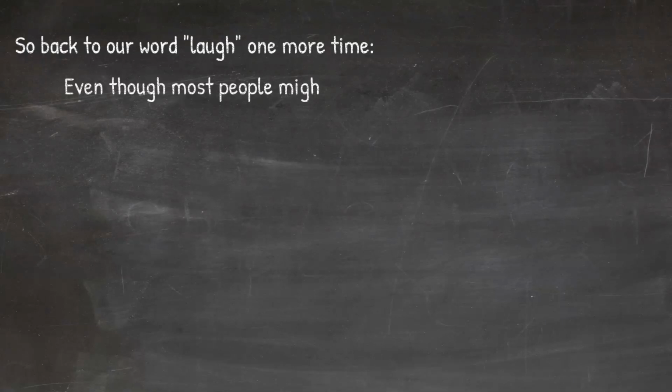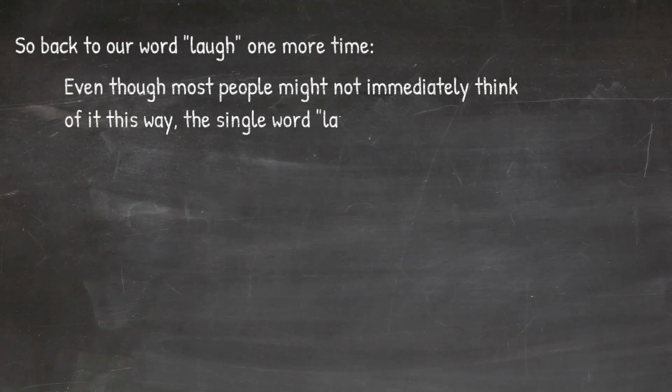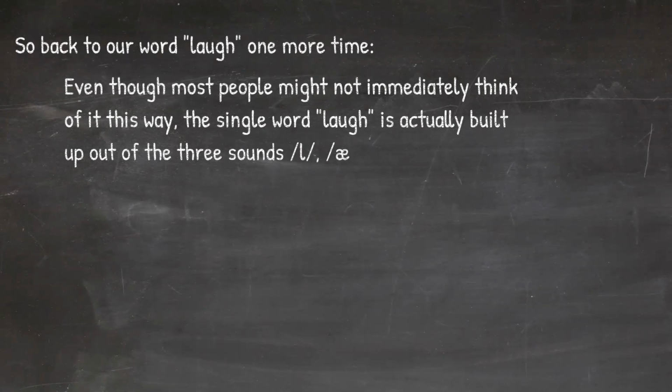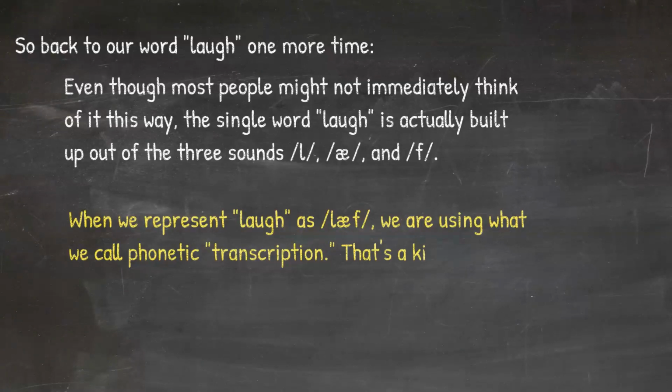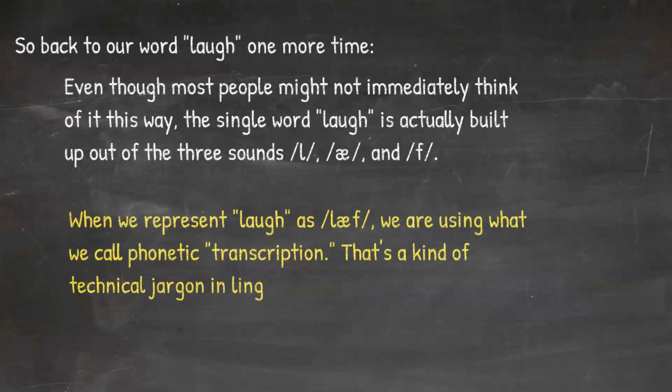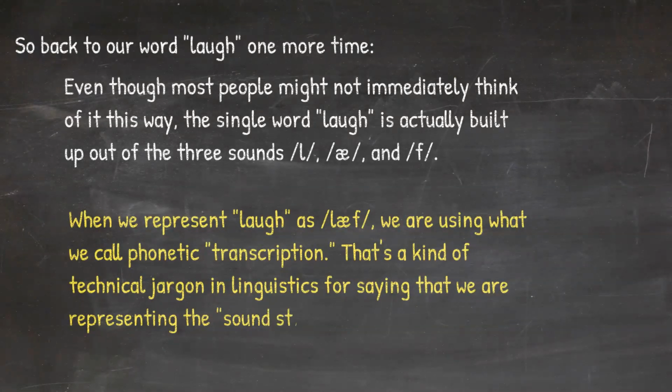So if we turn back to the word laugh one more time, most people, if they were to think about it, wouldn't immediately think of the word laugh as being comprised of 3 different sounds, the L, the A, and the F. When we represent laugh this way, though, what we're using is what we call phonetic transcription. And that's a kind of technical jargon in linguistics that we use in order to describe the fact that we're representing the sound structure of a word, not its spelling.